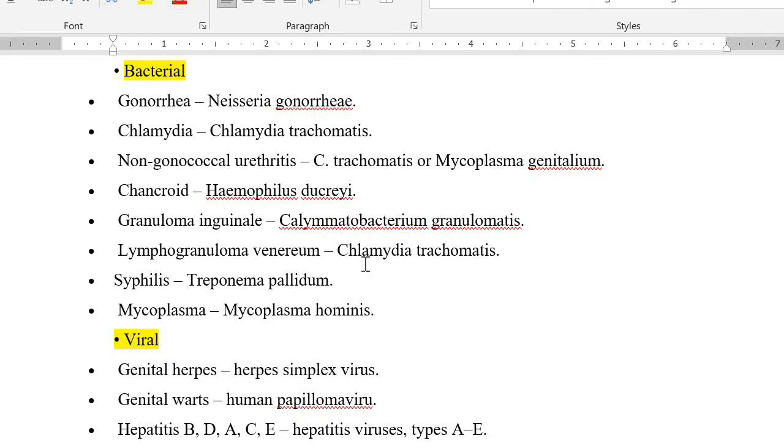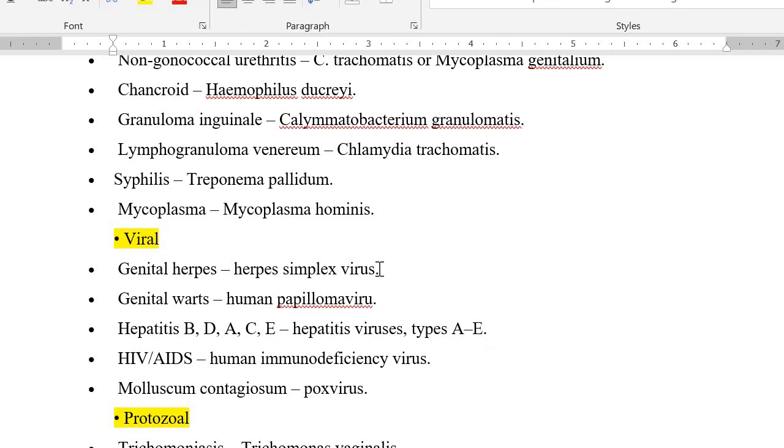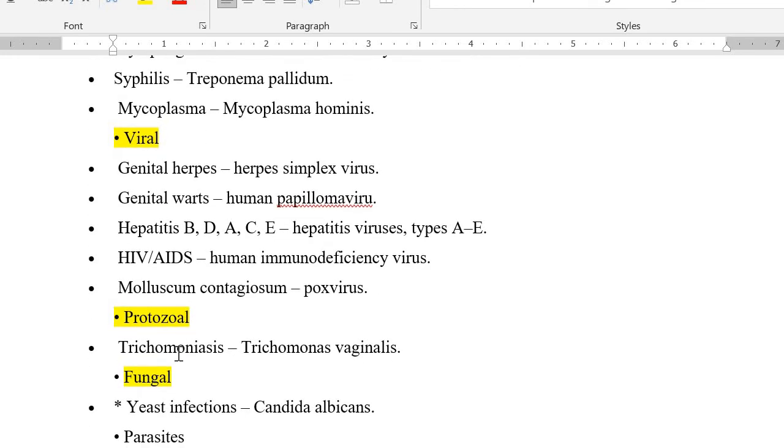The virals: we said genital herpes, type 1 and type 2. Type 1 will cause labial, and type 2 will cause genital ulcers, but now the incidence of type 1 herpes is also increasing. Then genital warts, as we said, HPV. Hepatitis infections, types A, B, C, D, and E. Then HIV, and when it develops into full-blown symptoms, we call it AIDS. Then molluscum contagiosum caused by the pox virus.